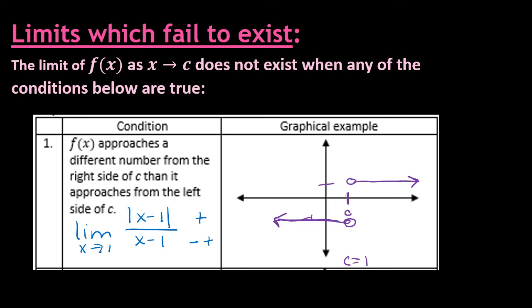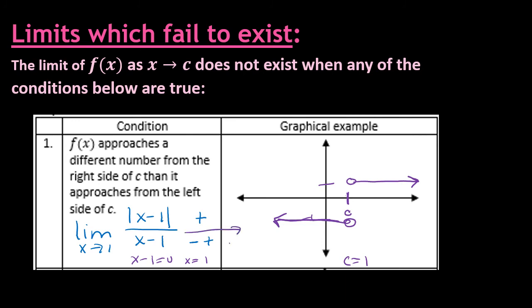So anytime you have the absolute value of a function over the same function, your graph will look something like this, at whatever value makes your denominator 0. So when we come over here and we take x minus 1 equals 0, x really equals 1. So that's why this jump happens at 1. When you see a graph that looks like this, the limit does not exist.